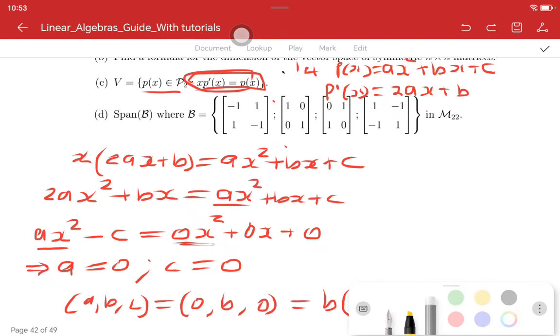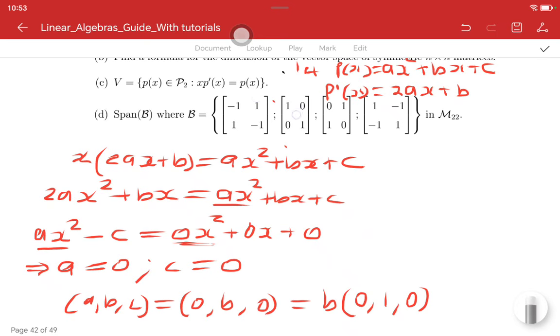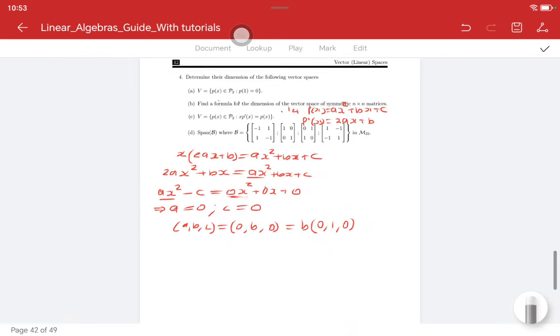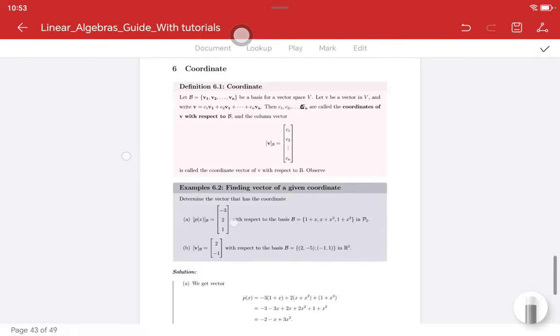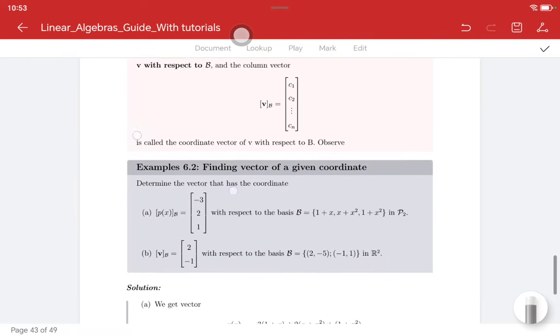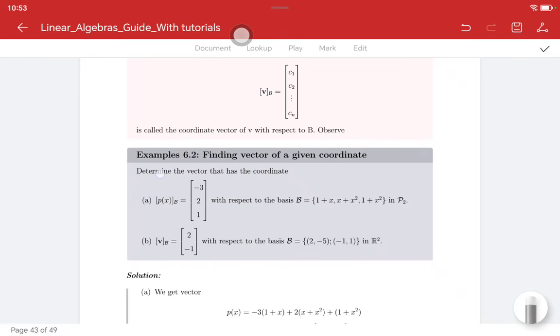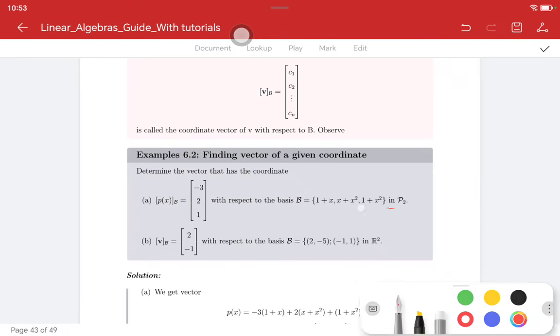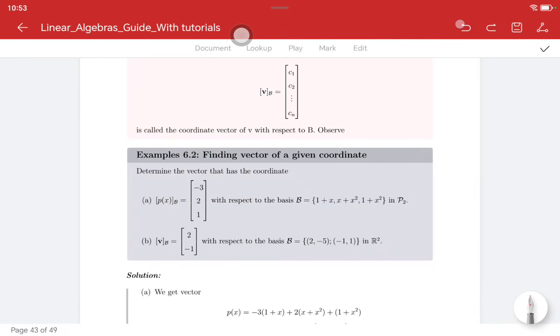I wanted to leave this as an exercise, but I realized that might be a bit difficult. So when you go back to the coordinates, they say we should determine the vector that has the coordinates. In other words, we should write this as a linear combination together with their scalars. So it means that -3 will go to the first vector, 2 will go to the second vector, 1 will go to the last vector, and then we add them and find the vector that they say we must find. You see, right? Just a simple procedure.